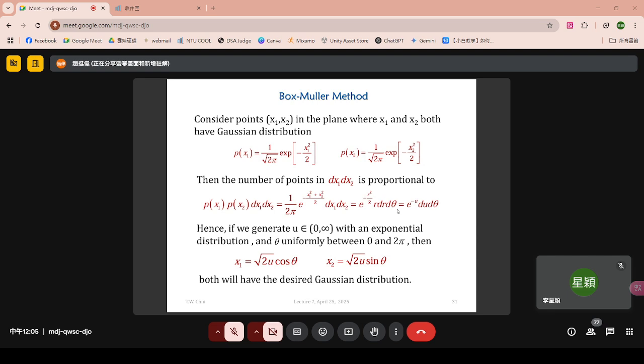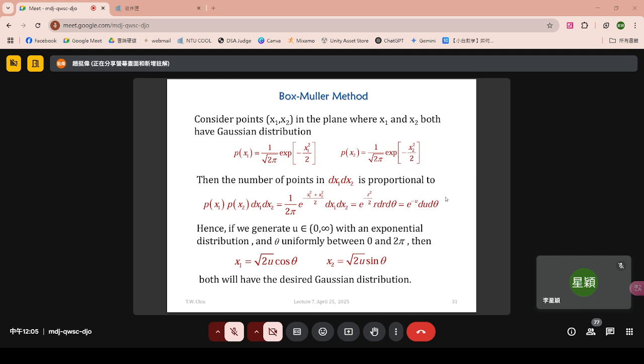Then x1 squared plus x2 squared is equal to r squared, so it gives you this. Now you change the variable: r squared over 2 is equal to u. Then in terms of u, you have this.